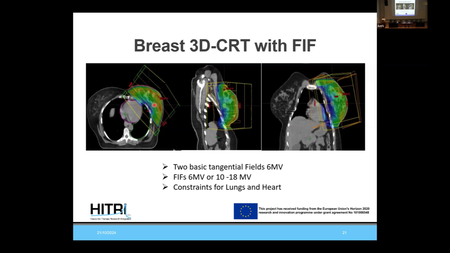Here, we are looking for the constraints of lungs and heart. There are many papers and articles saying that we are going to have a good sparing by using wedge or field-in-field. As a result, I always say, okay, I'll do both plans and I will evaluate the results.